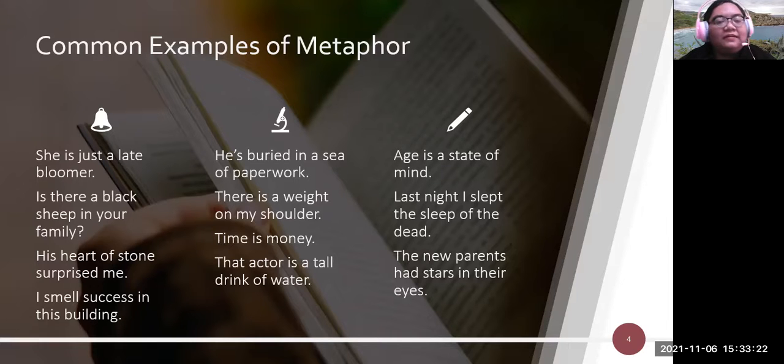Okay, that actor is a tall drink of water. Yeah. This is basically to say the actor is really, really good looking. Okay, tall drink of water is like, you know, he's tall and good to the eye, basically, right? Age is a state of mind. Okay, state of mind is another metaphor. Last night I slept the sleep of the dead.